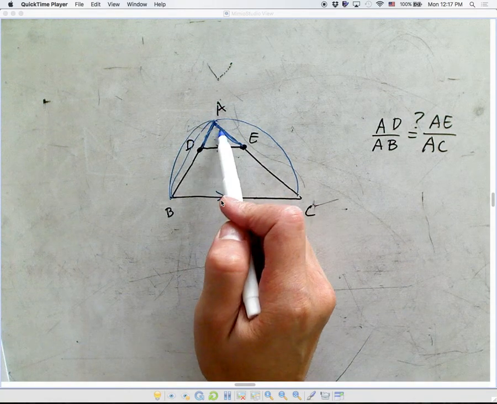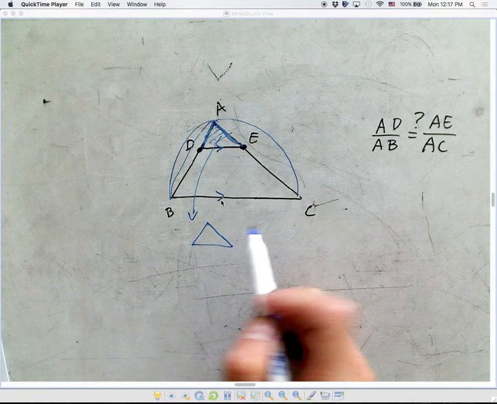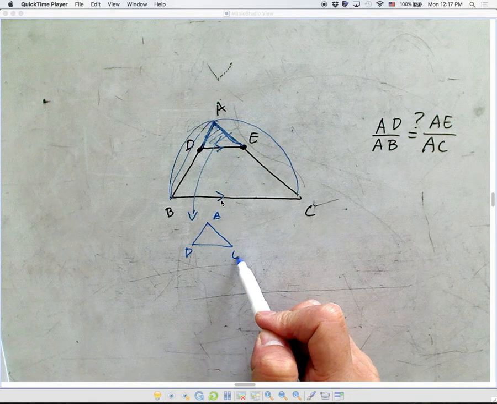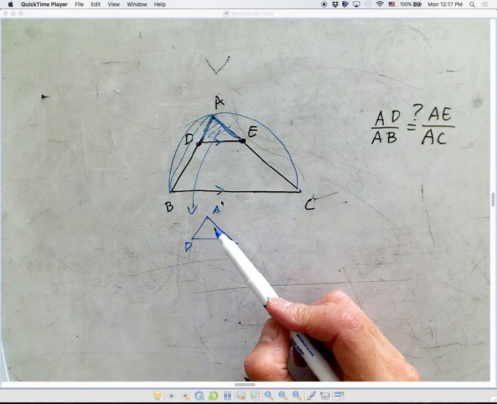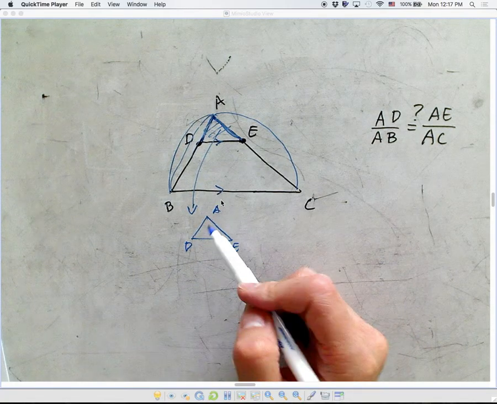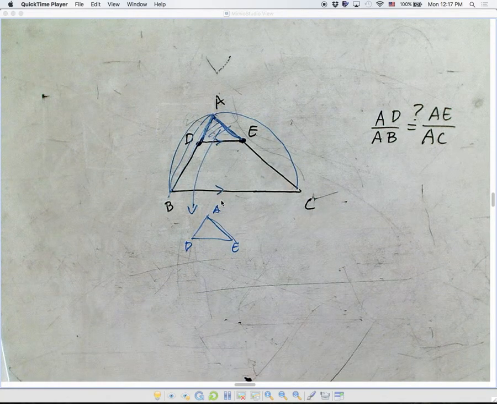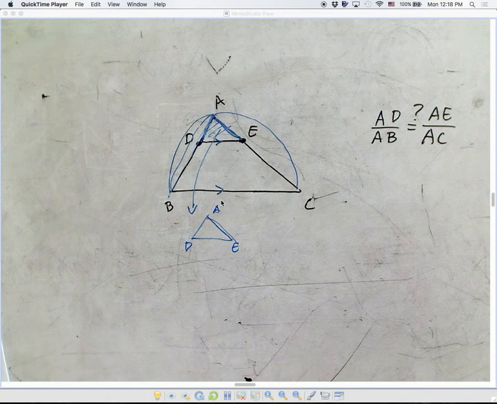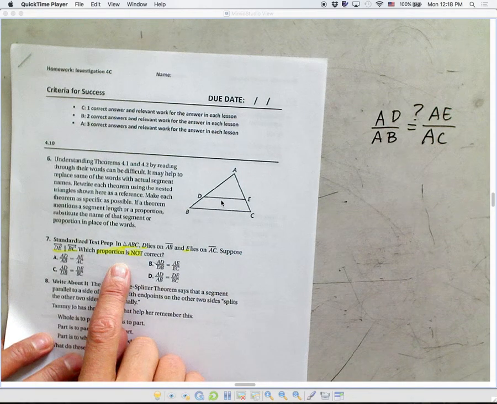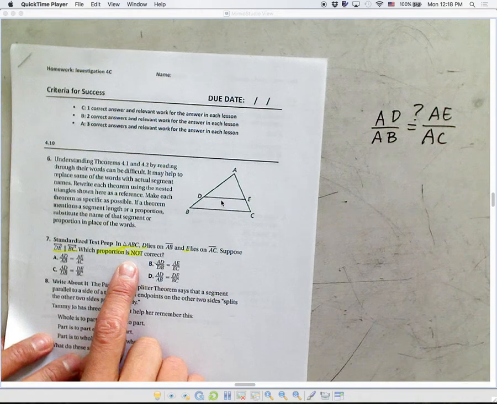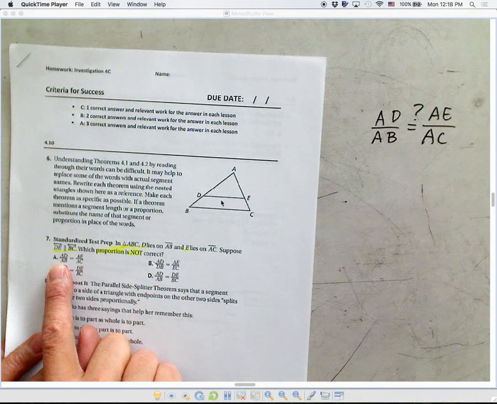Because if you compare this triangle ADE to the entire big triangle ABC, then you know that these two triangles are similar. So AD is proportional to AB and AE is proportional to AC. So that's how you solve other things. But again, your goal is to find the one that is not proportional. So A is proportional, therefore it is not the answer. How about B, C, D?